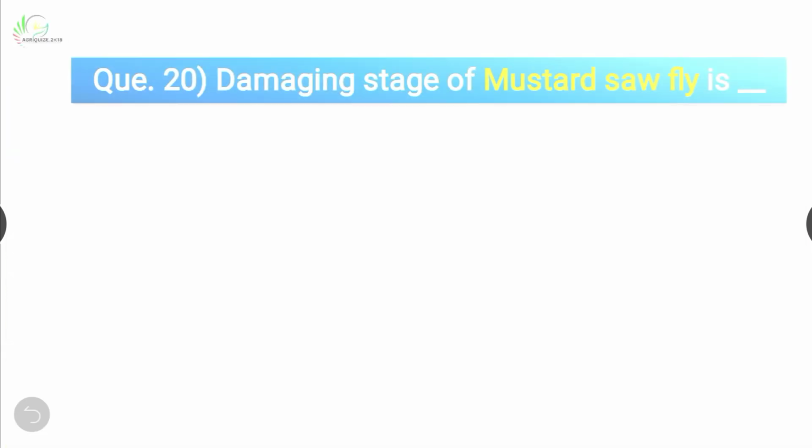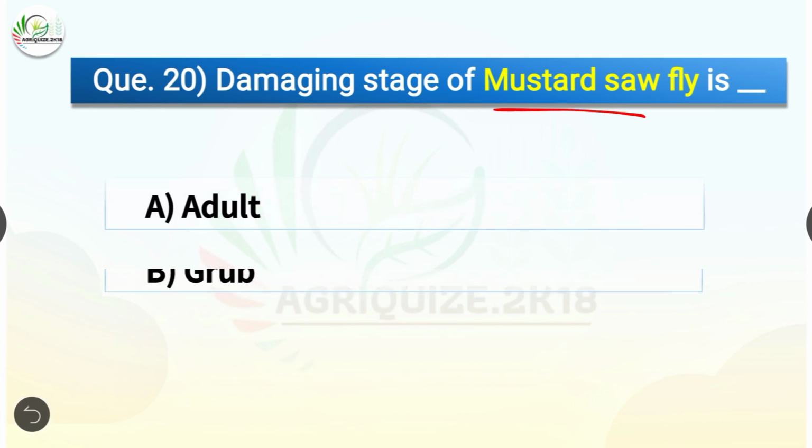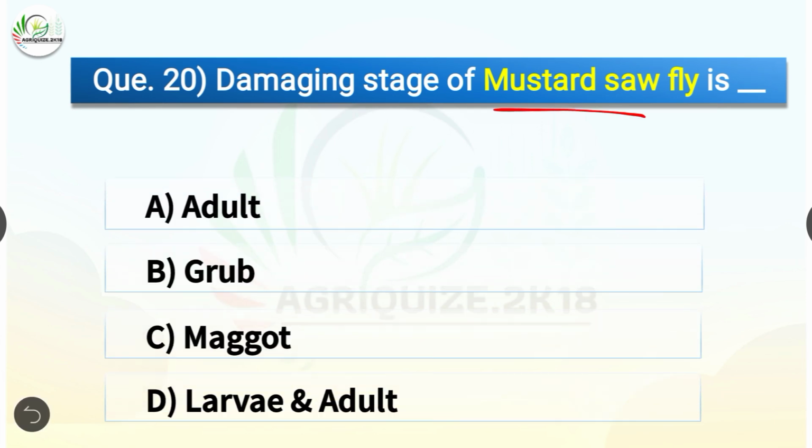Question number 20. Damaging stage of mustard sawfly is dash. The options are adult, grub, maggot, or larvae and adult. The correct answer is option B, grub. So damaging stage of mustard sawfly is grub.